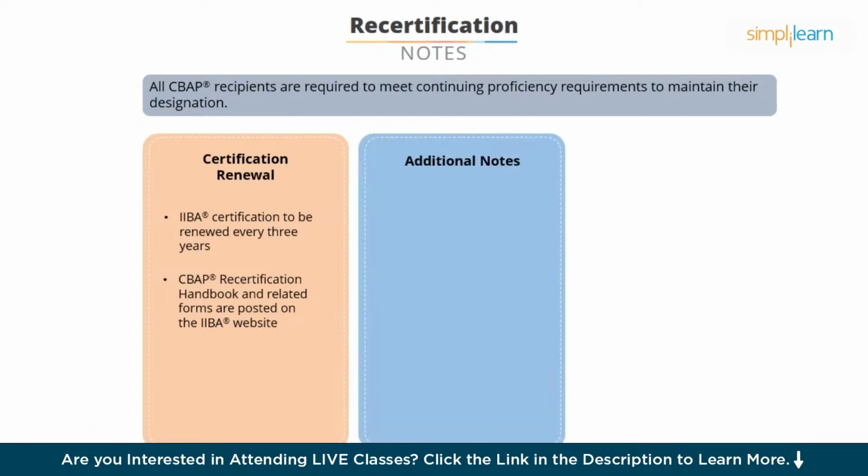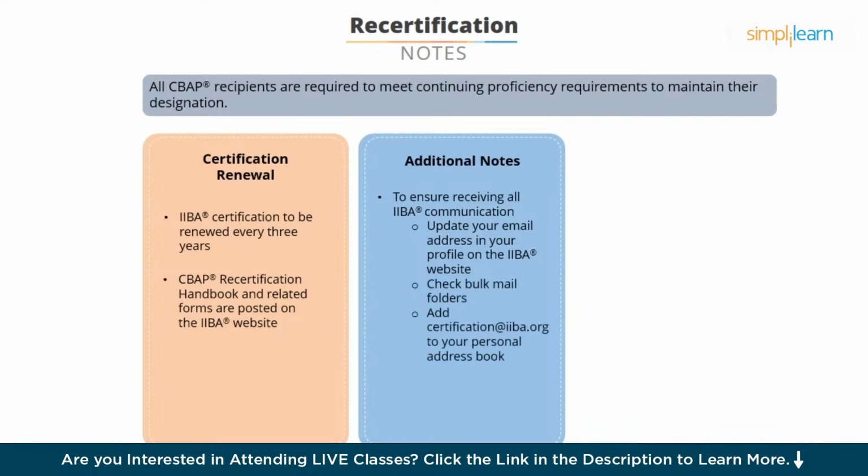Additionally, note that to ensure receiving all IIBA communication, update your email address in your profile on the IIBA website. Email communications from IIBA may inadvertently be blocked or forwarded to bulk mail folders by some spam filters. CBAP recipients should, therefore, add certification@iiba.org to their personal address book in their email program to help ensure important certification program messages from IIBA, specifically those from the certification team, are received.